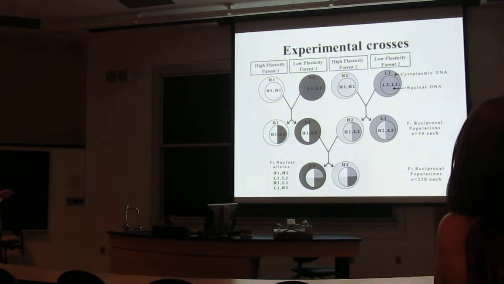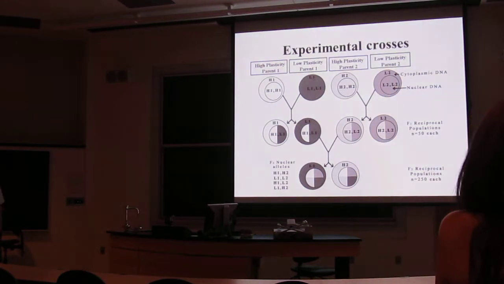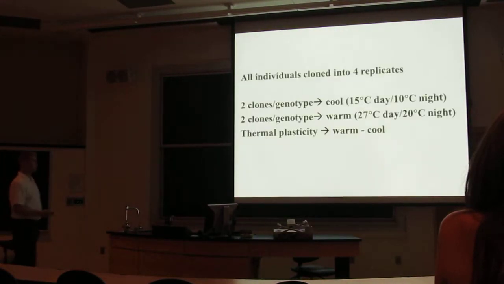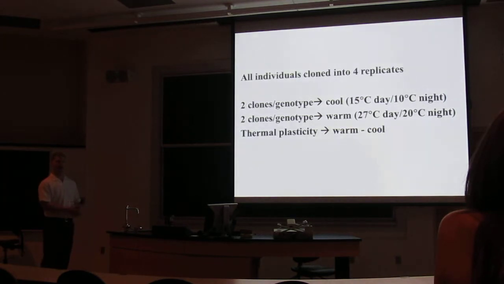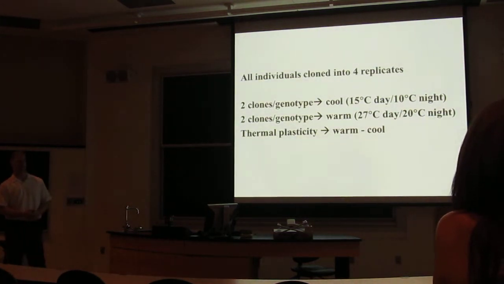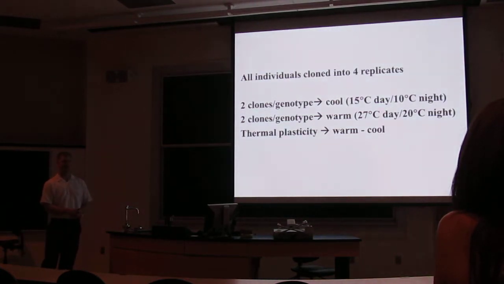And in each of the F2s, the parental alleles are expected to segregate out in the nucleus, because at any one locus, it could be homozygous for the high plasticity allele, homozygous for the low plasticity allele, or heterozygous. All individuals from the population will then be cloned into 4 replicates, and 2 clones per genotype will be placed in a cool environment under 15 degrees Celsius days, 10 degrees Celsius nights, with the other 2 clones placed in a warm environment of 27 degrees Celsius days and 20 degrees Celsius nights.